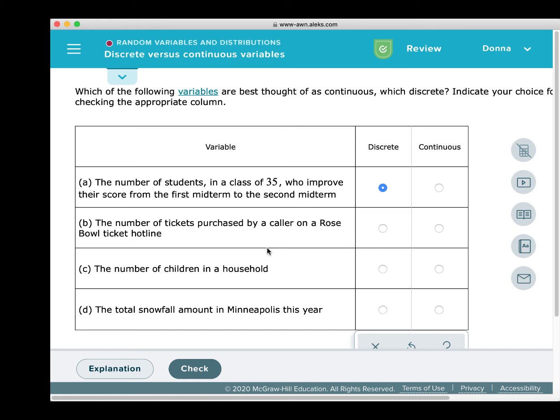The number of tickets purchased by a caller on a Rose Bowl ticket hotline. Again, it's the number of those tickets purchased, so that would be discrete. And again, the number of children in a household is going to be discrete, even though I used to tease about my siblings and say I feel like there's only half of them there because they have half a brain. But it's a whole person, and so it takes on a discrete number of values. And then the total snowfall amount in Minneapolis this year. That would be continuous.